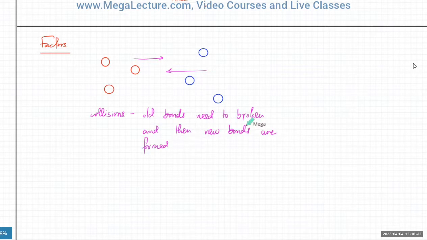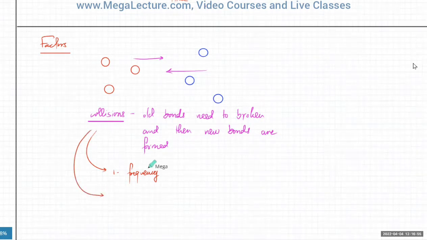So what are the factors? And there were two ways of describing collisions. Number one is you talk about the frequency, that is, how many times do they collide? So if they collide very, very frequently, that means it's a fast reaction. And the second way collisions are described is their effectiveness, or how strongly, how effectively, or with how much kinetic energy they collide.